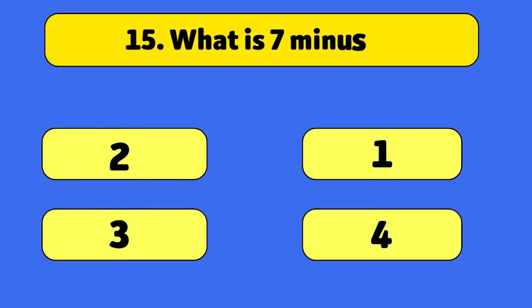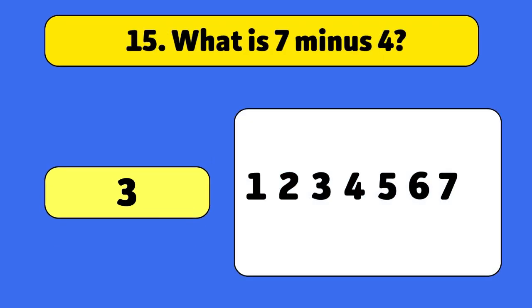What is 7 minus 4? Three. Start with 7 and take away 4. And we're left with 3.